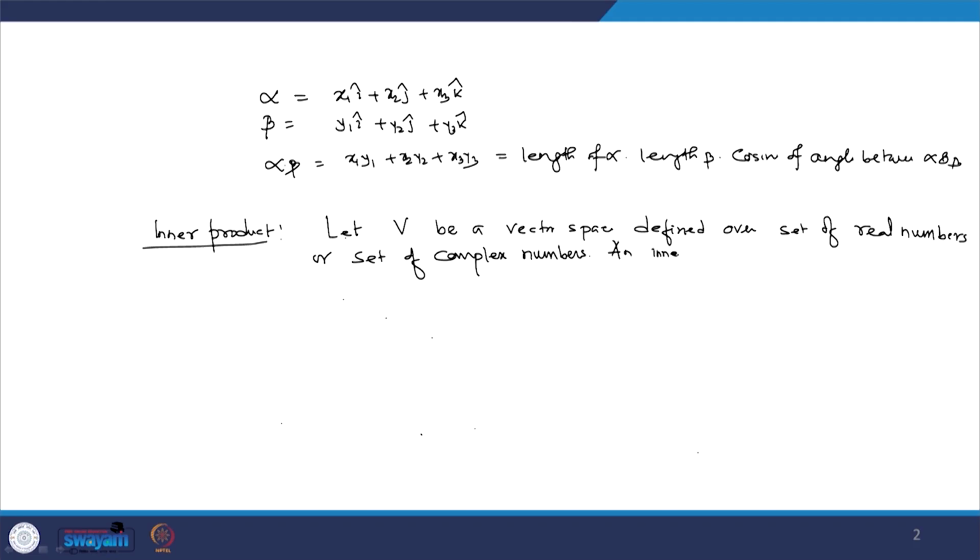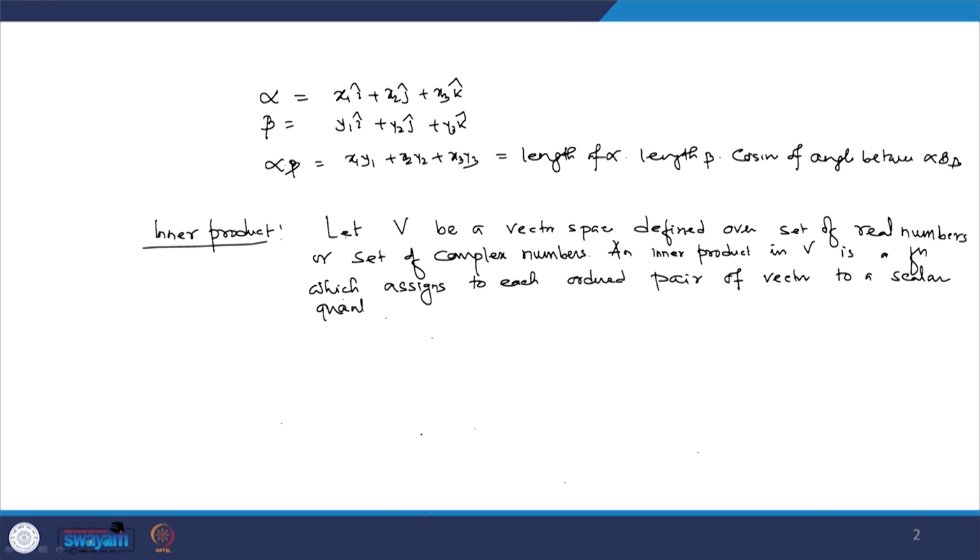An inner product in V is a function which assigns to each ordered pair of vectors a scalar quantity, such that, first, for alpha, beta, gamma belonging to V and c belonging to capital F. I mean, F is basically the field over which the vector space is defined. We have to consider F may be real numbers or may be complex numbers.